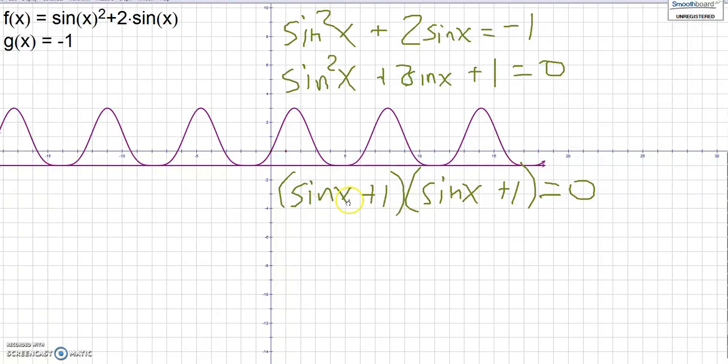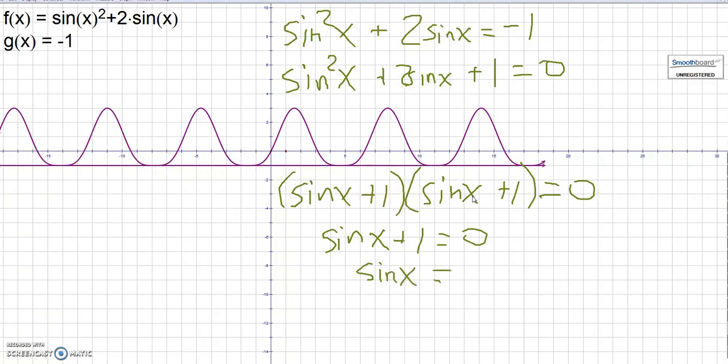Either this part equals 0 or this part equals 0, but because they're exactly the same, I'm solving the exact same thing. I just want to know where this is true. So really I want to know, where does sine of x equal negative 1? And if you think through your unit circle, where are the y values equal to negative 1? In radians, that's at the very bottom of the unit circle. That means an angle measure of 3 pi over 2.